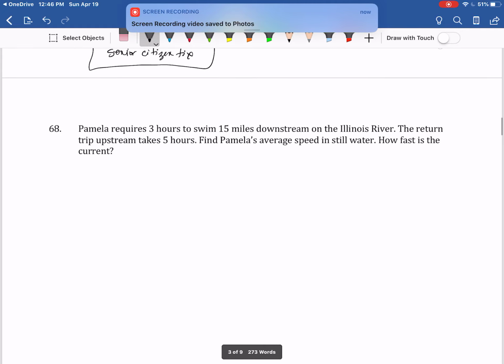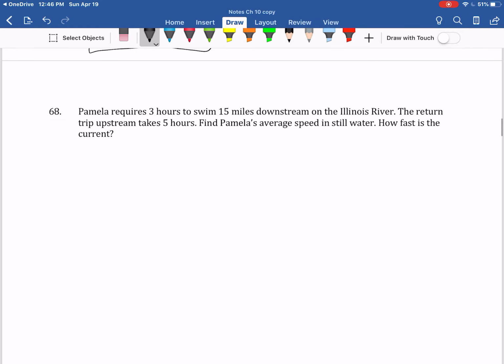Okay, in this next example, this is a very popular type of example. It's a rate problem. It's a distance, rate, and time problem. And the way I like to solve distance, rate, time problems is by organizing the information into a table.